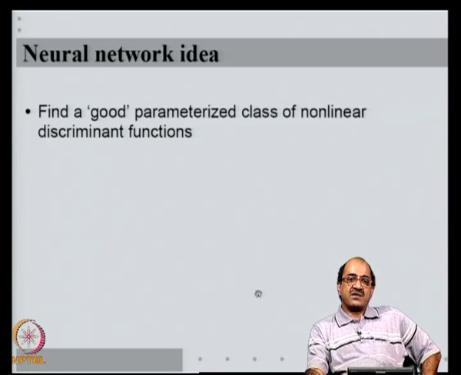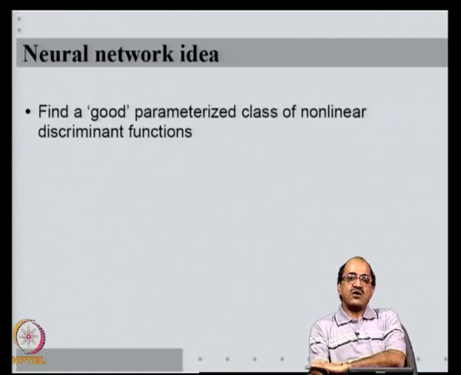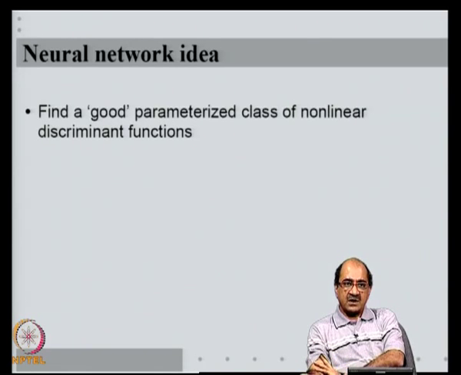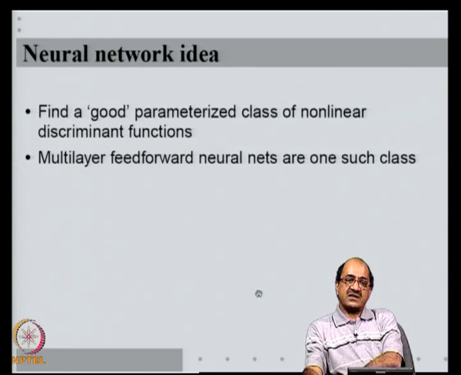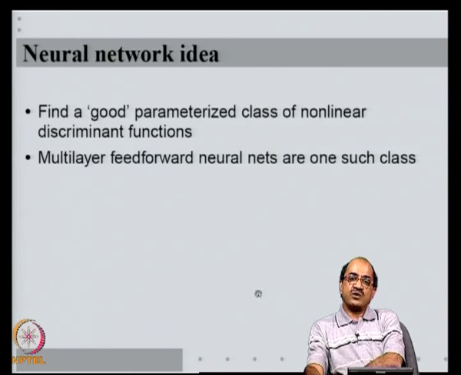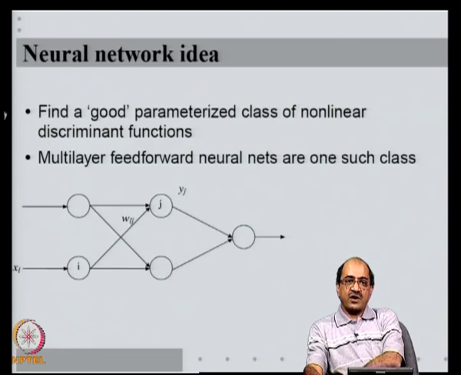One is what can be called a neural network idea. For a linear discriminant function, I know how to parameterize it: W transpose x plus W naught. In a similar way, I have to find a good parameterized class of nonlinear discriminant functions. One good class of such functions goes under the name multi-layer feed-forward neural networks. The basic idea is the following. Each of these circles here is essentially a linear discriminant function. I give the pattern to many linear discriminant functions, and I keep taking their outputs and combining them through linear discriminant functions. So, it is a kind of function composition approach to finding nonlinear functions.